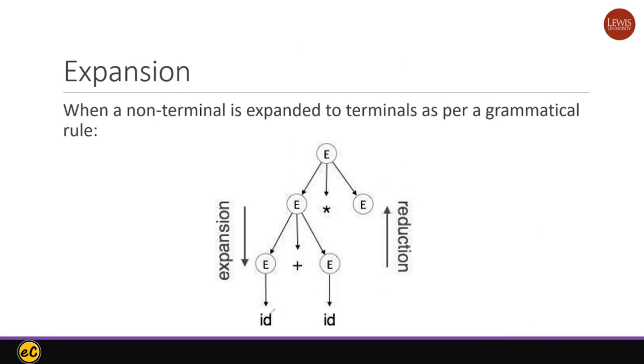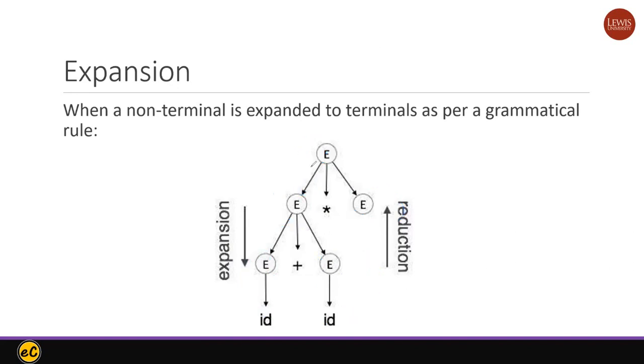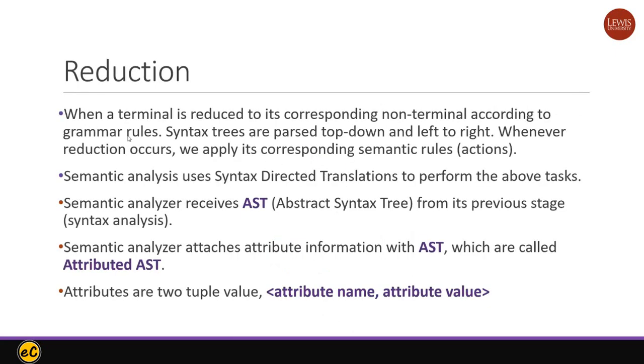Reduction means that you get a value here, get a value here, and you are going to evaluate this one. Expansion means that I have an expression E, and I need to expand it to E plus E, E times E. And then this E needs to expand to E plus E. That's called expansion. Reduction is actually bottom up.